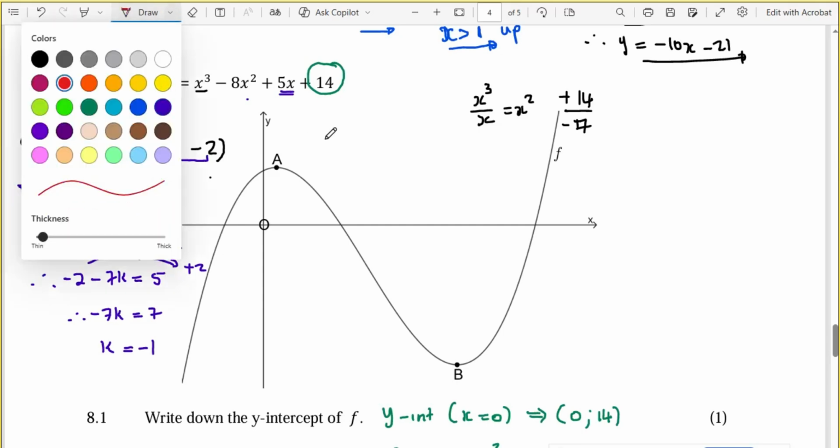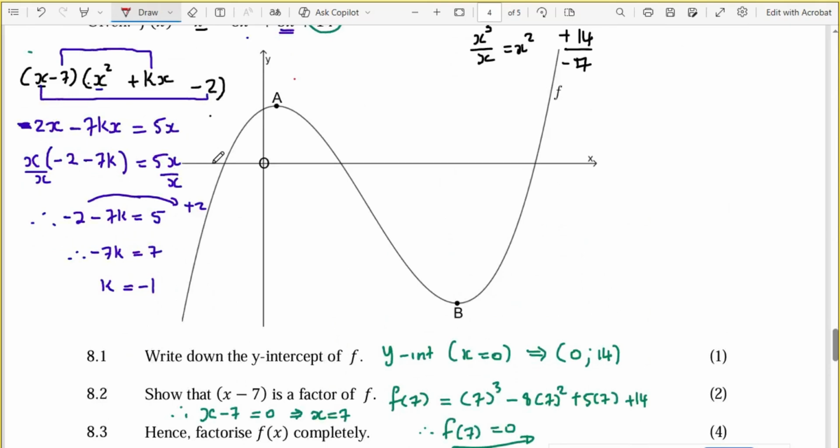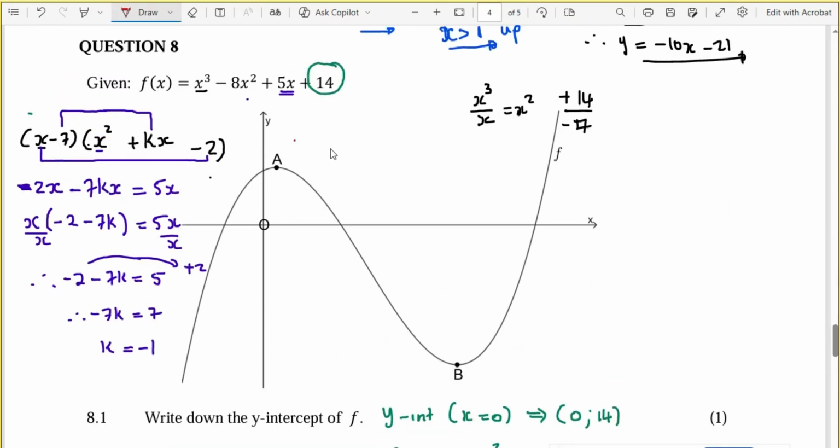Let me see. Look at this. What I'm saying is that it's up to you which coefficient you want to use. Look at this. I can create, remember I have x minus 7. Then I open the brackets, and now I know that x to the power 3 divided by x gives me x squared. Then 14 divided by minus 7 gives me minus 2. The middle term is plus kx.